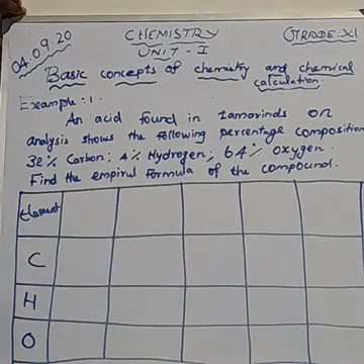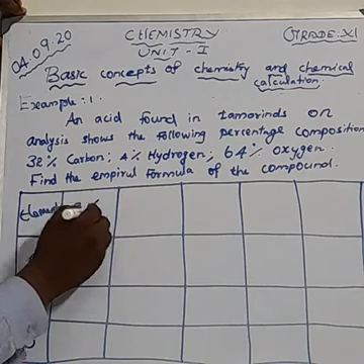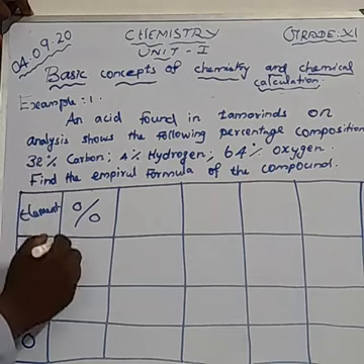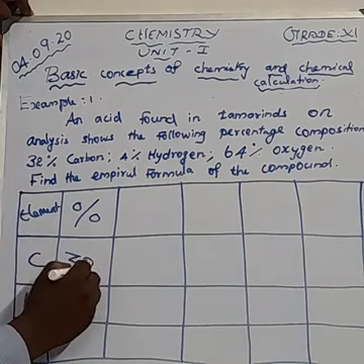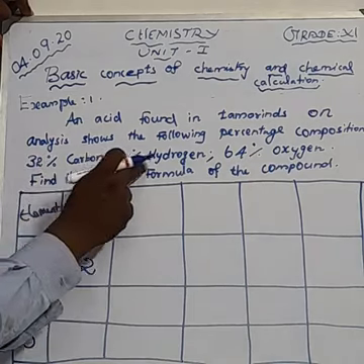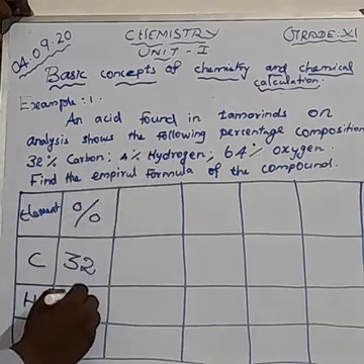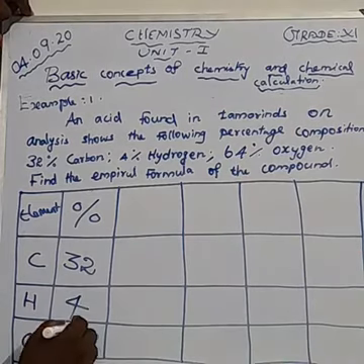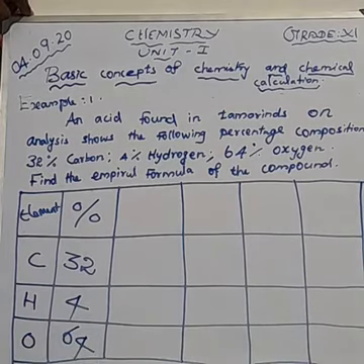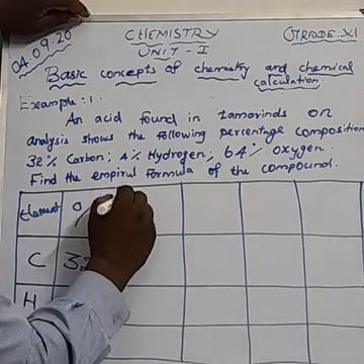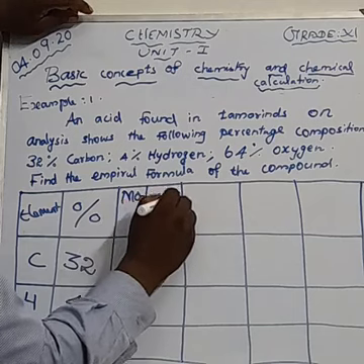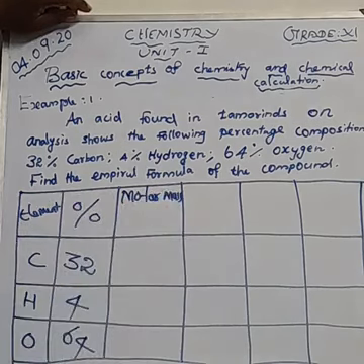Next you write the percentage. How much percentage does carbon have? 32. How much percentage does hydrogen have? 4. How much percentage does oxygen have? 64. Next one is molar mass. Otherwise, write atomic mass.